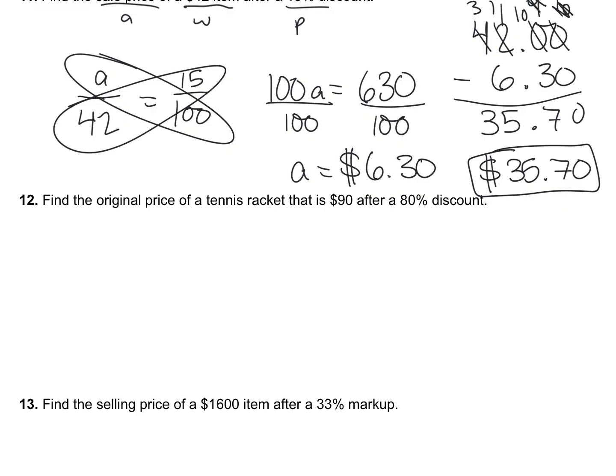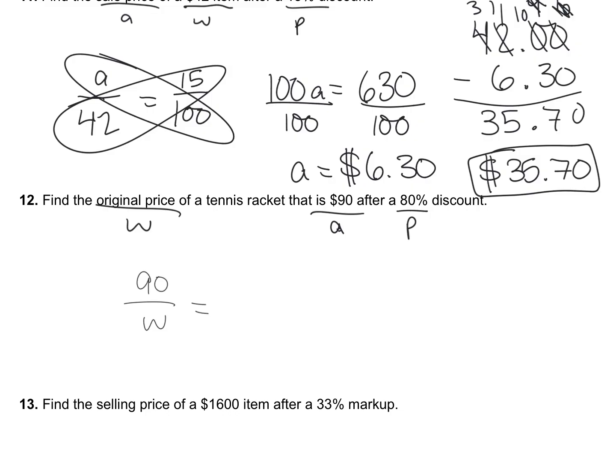Number 12, find the original price of a tennis racket. That's W. That is $90 after a discount. Well, that's my discounted price. And that's how much of a percent discount I got. So 90 over W. Now the only thing that's different about this is it's after an 80% discount.